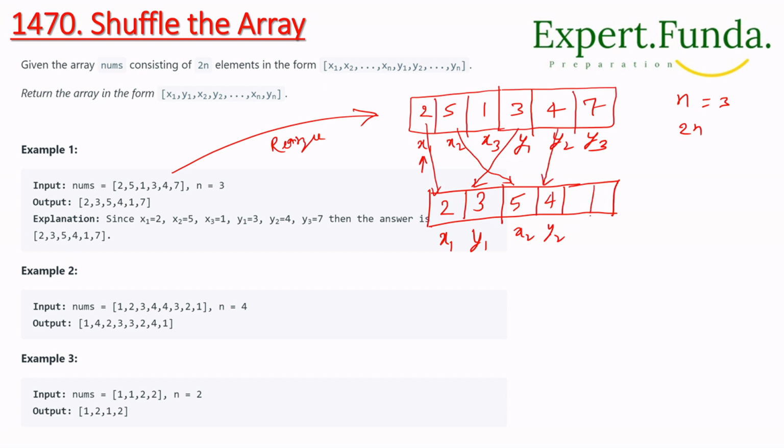Next two elements should come, x3 and y3. So x3 is 1, it is coming from here, and y3 is nothing but 7, correct? If you see the output, it matches exactly as we did: 2 3 5 4 1 7, correct? So I think you have understood this question. What we will do is use simple iteration, and we'll try to do that.